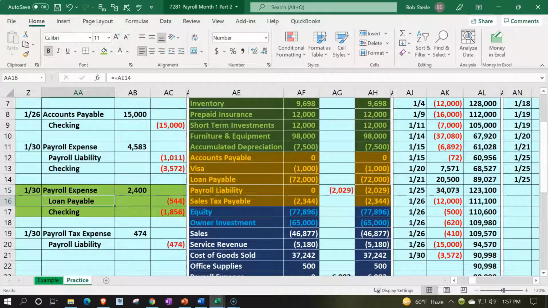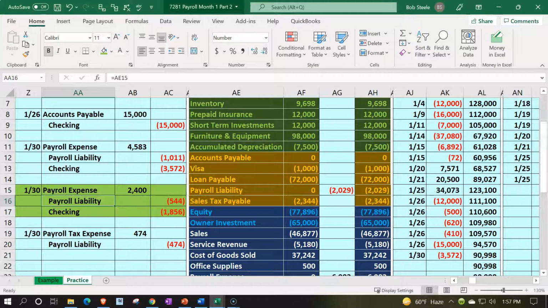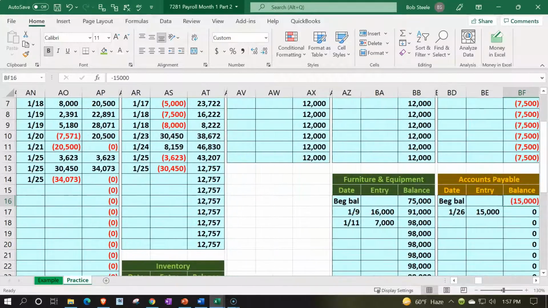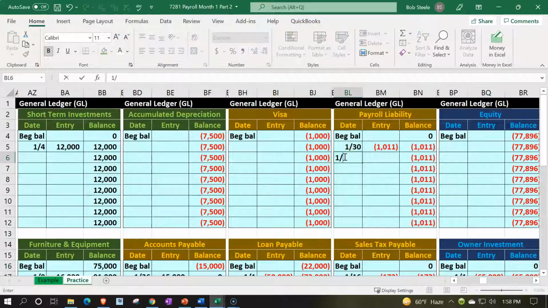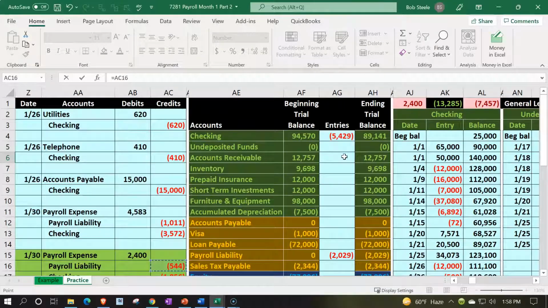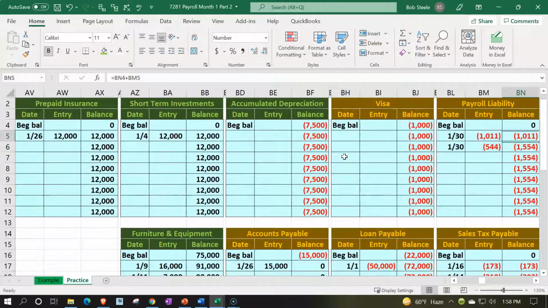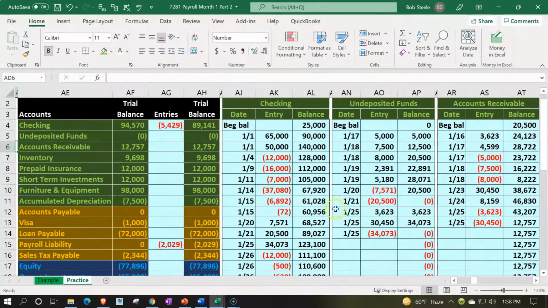This should be payroll liability. Sorry about that. Payroll liability. And it's going to be scrolling over in the liability area. Sales tax, payroll liability on 130. We're in cell BM6 equals left to the wall. Scrolling down to that 544. Bringing it up from 1011 by 544 to 1554. That 1554 should also be on the trusty TB on the payroll liability.